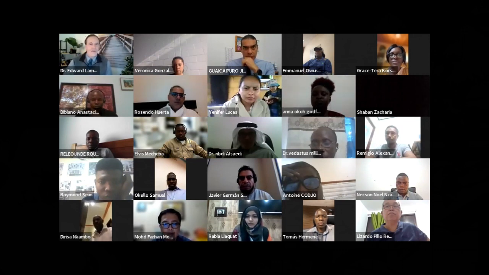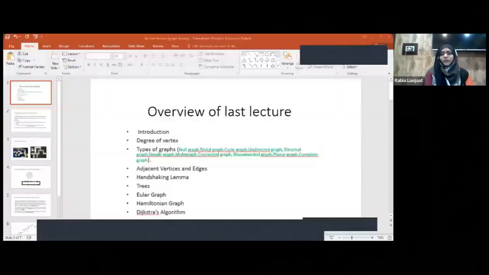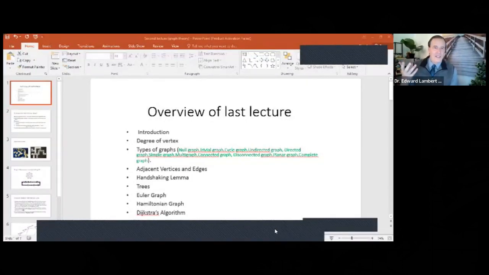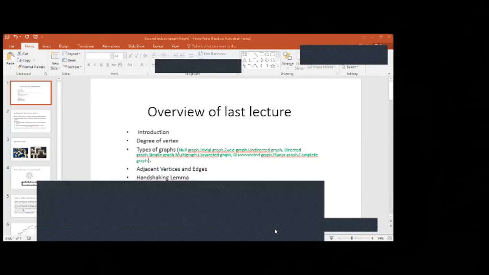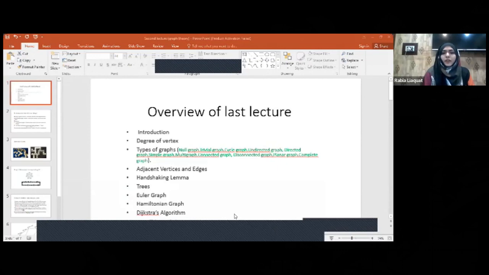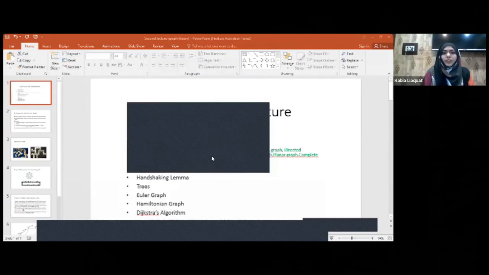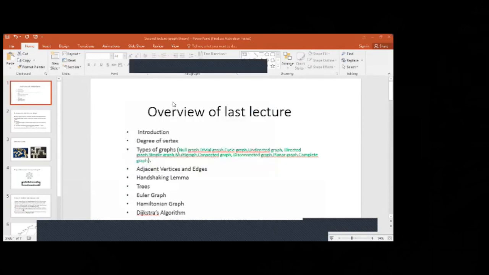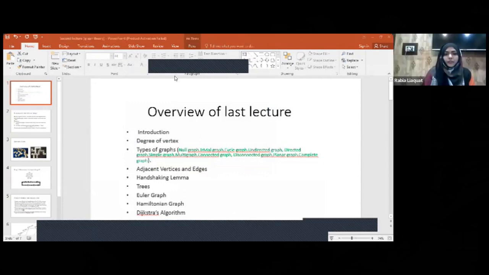So graph theory, mathematics. We're going to learn what graph theory is, and then how to apply it to your research and to your work. Graph theory is basically the relationship or connection between two points, called vertices. Can you see my screen?